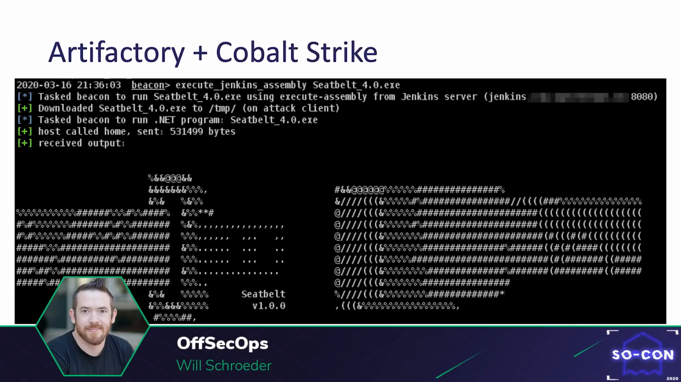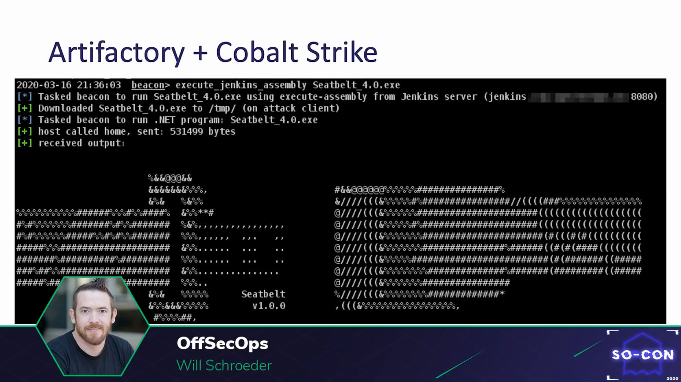So the end result will be something like this, where you have different functions. For example, execute Jenkins assembly. You give the assembly name, that has the version in the name there, that will automatically pull down the appropriately tagged assembly from the Artifactory server built from Jenkins, put into Artifactory, downloaded to the engagement VM, to the temp folder, and then deploy through Beacon with execute assembly.